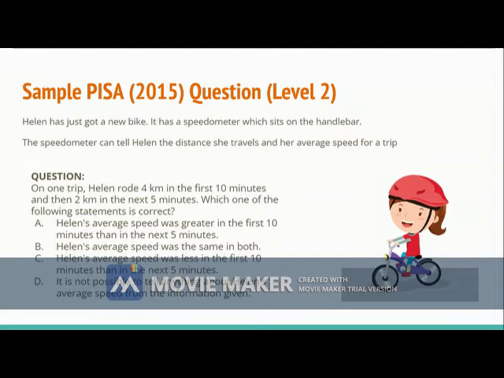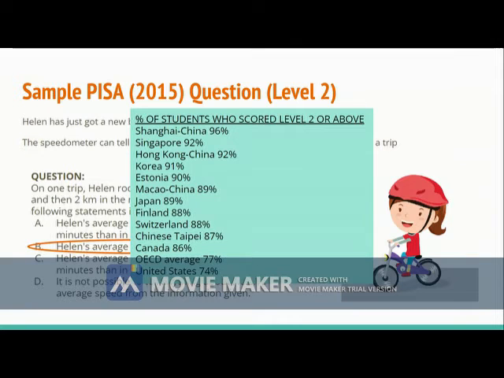So the answer is B. Helen's average speed is the same in both. And again, here are the percentages of students who scored level 2 or above. You can see again China sitting up there at 96. There's Korea at 91%. Japan's at 89%. And you can see the United States actually scored lower than the average for the OECD countries. My bad.